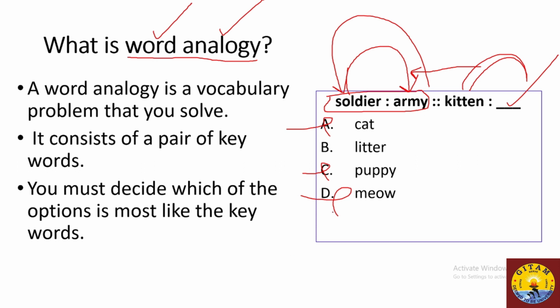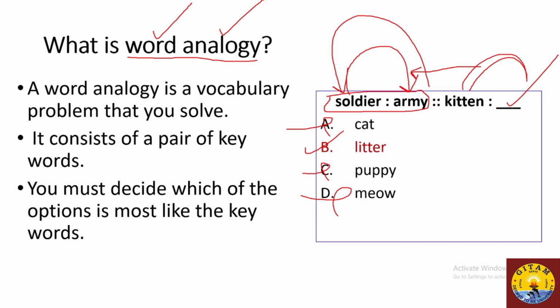Now, look at this. A kitten is a part of a litter. Therefore, B is your answer. So I'm sure by now you understood what a word analogy is. A word analogy is a vocabulary based problem. It has a pair of words, we call them keywords. Now what do we do? We establish a connection between these two words.